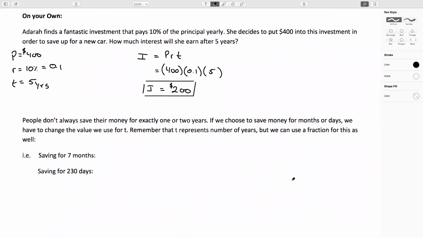Now that's just the interest earned. That's not how much money she has. We would then have to take 200, add it back to her $400. So she'd end up with 600.